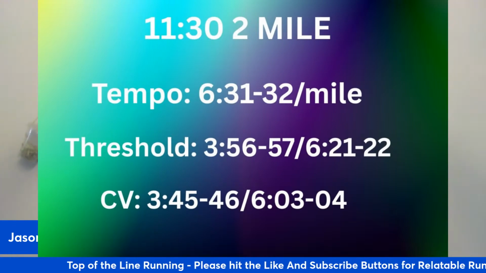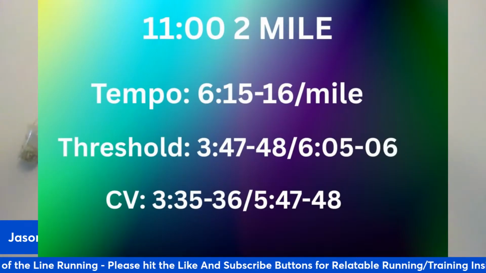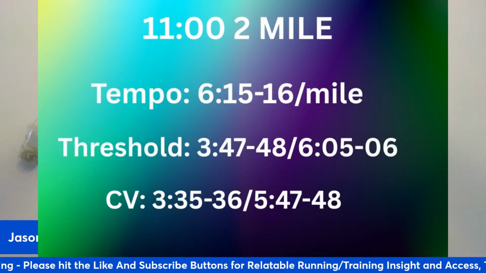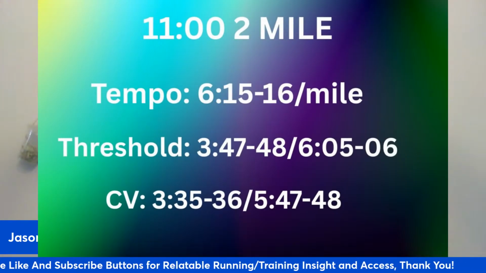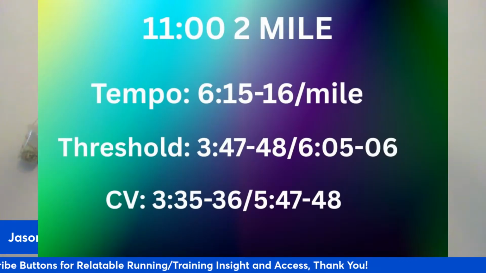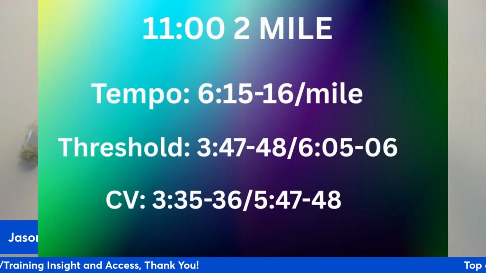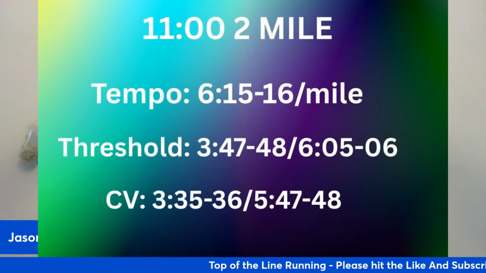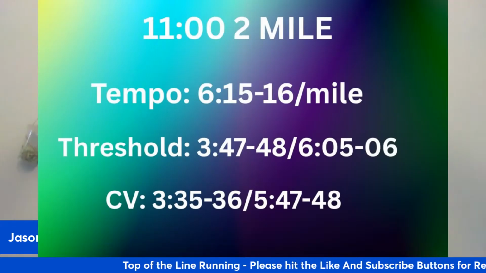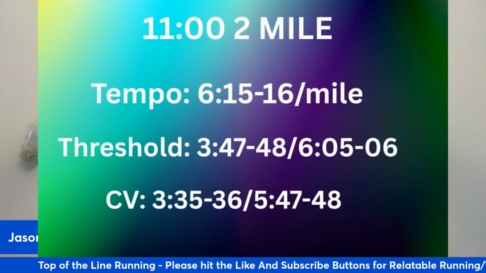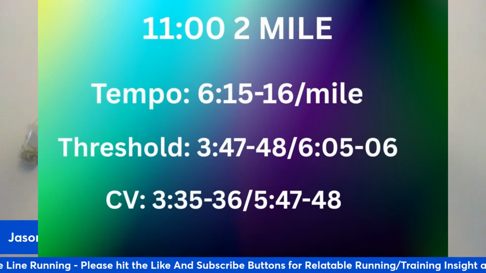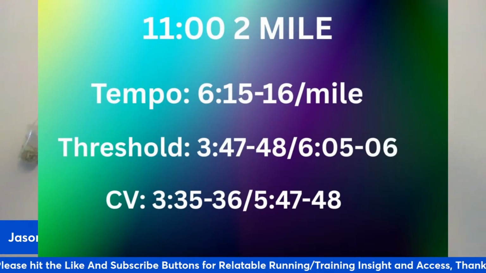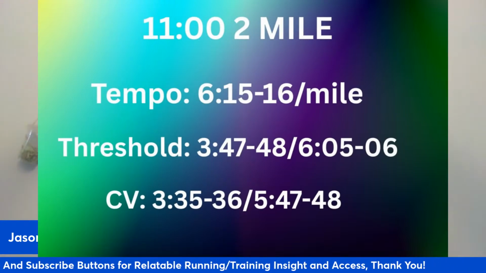Now, let's get to 11 minutes for the 2 mile. 6:15 to 6:16 per mile for your tempo run. Again, building towards the 20 to 25 minutes. Okay, threshold reps, 3:47 to 3:48 per 1K, 6:05 to 6:06 per 1 mile reps. Always with the 1-minute recovery. Okay, and critical velocity, you're looking at 3:35 to 3:36 for the Ks and 5:47 to 5:48 per the mile reps. Okay, that's at 11 minutes for 2 miles.